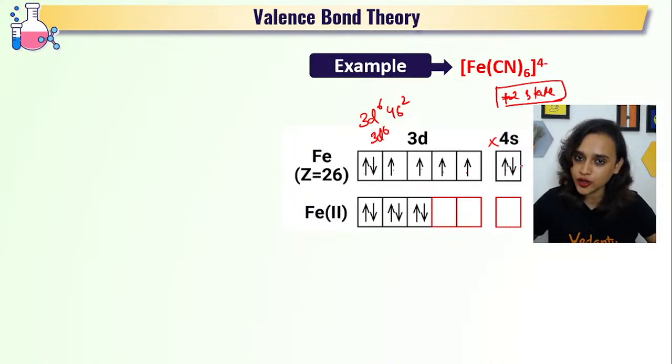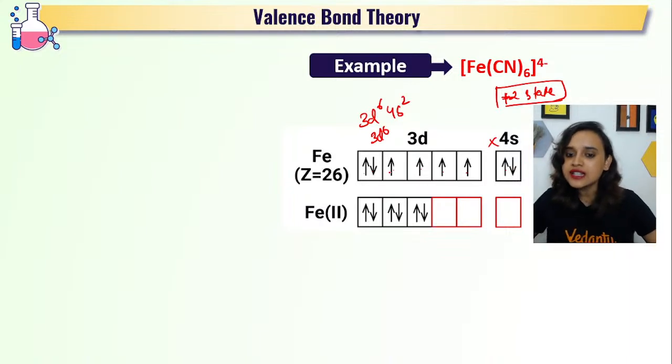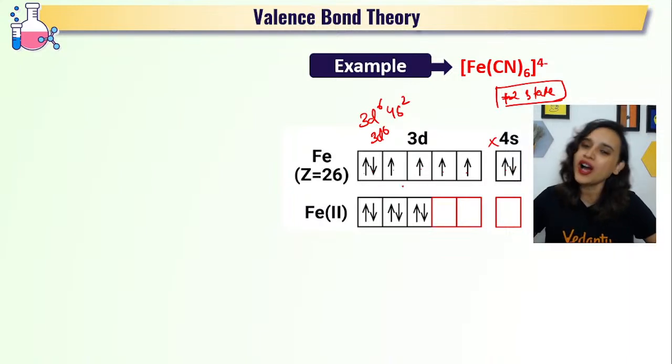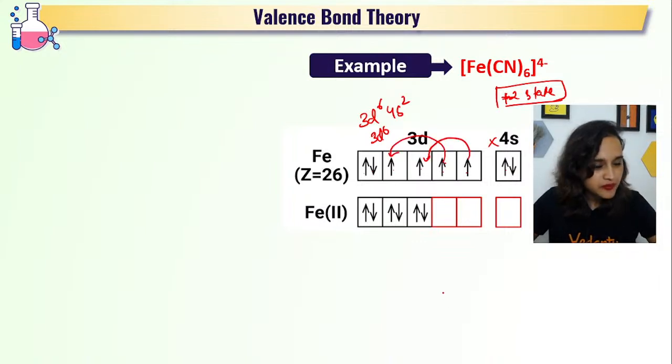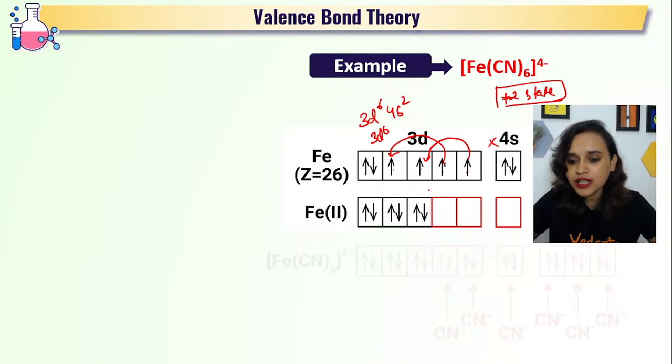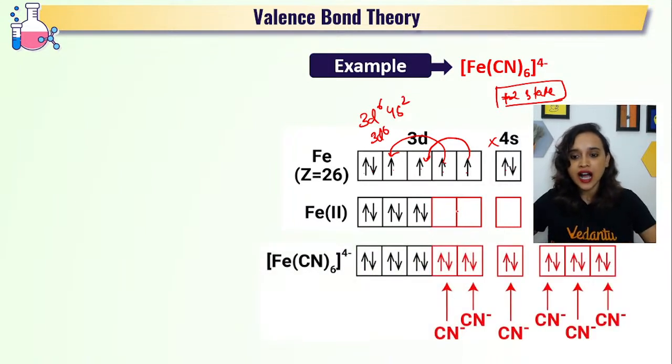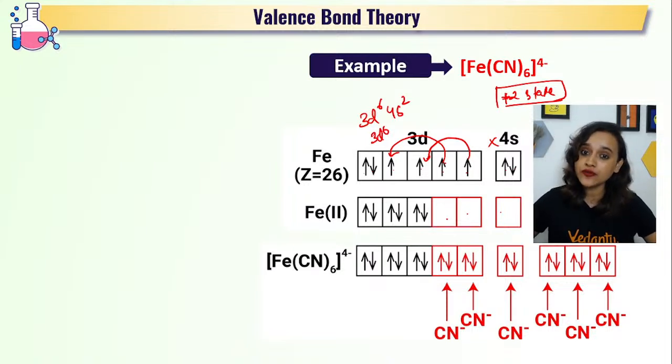I have already removed it from the S block. Now, instead of keeping all of them unpaired, why don't I pair them? I can also pair them, right? Why don't I take this here and this here? If I pair them, then what am I getting? I am getting 1, 2, 3, 4, 5, 6.